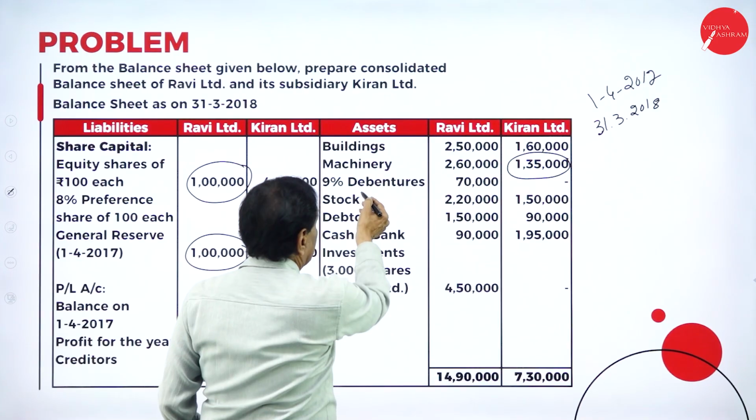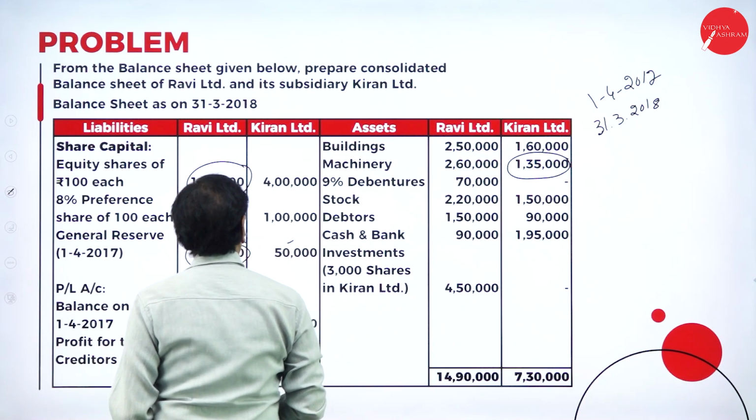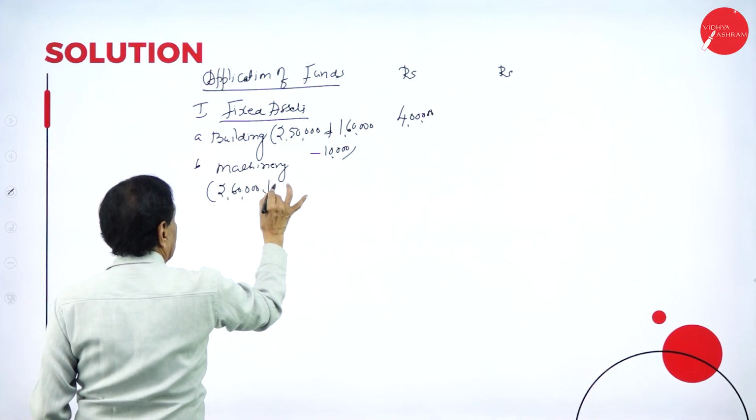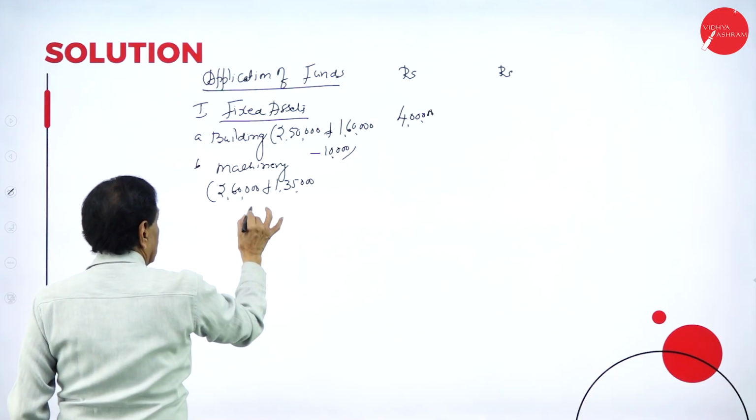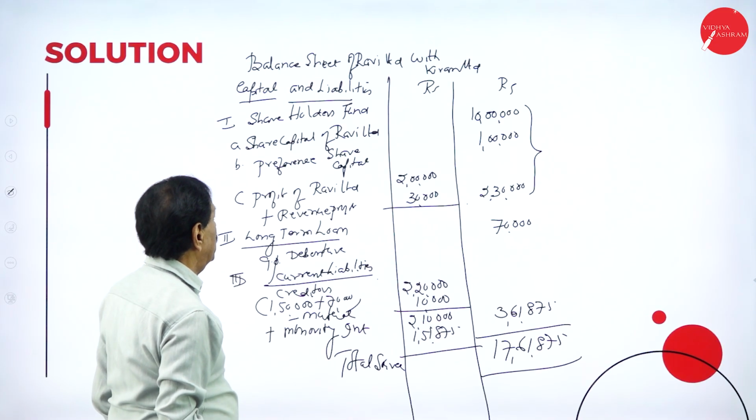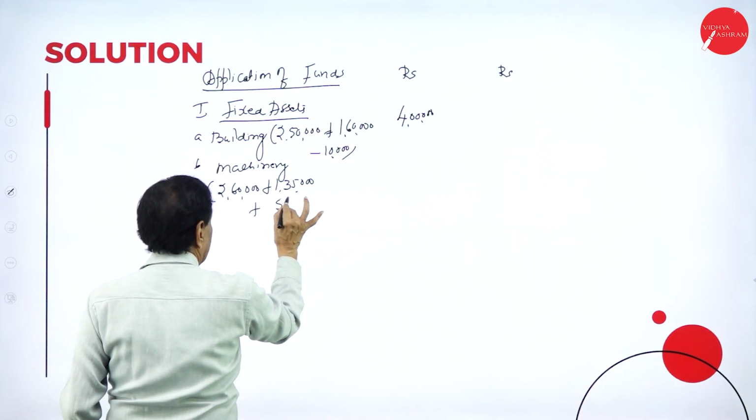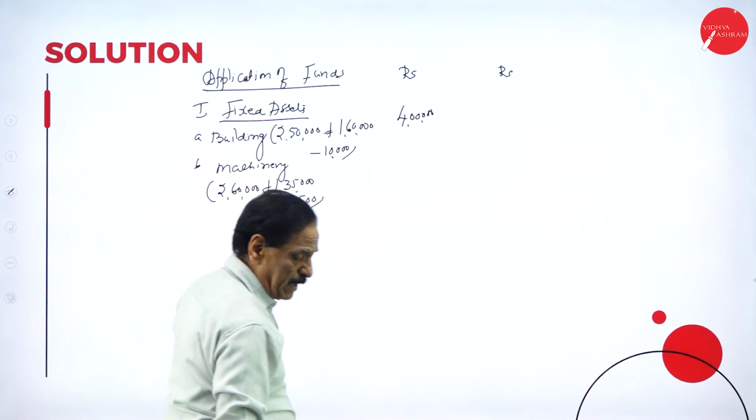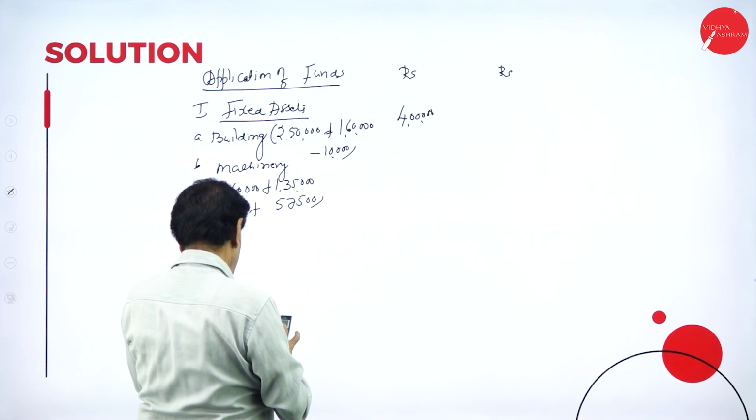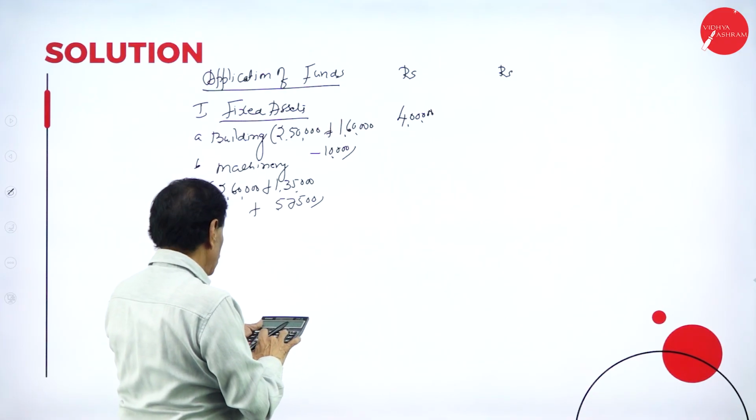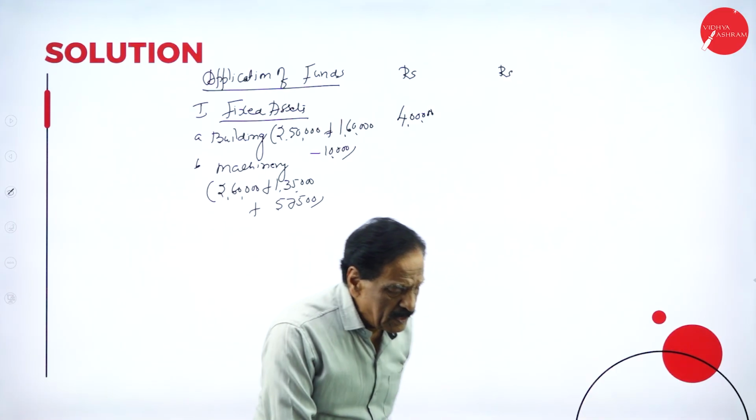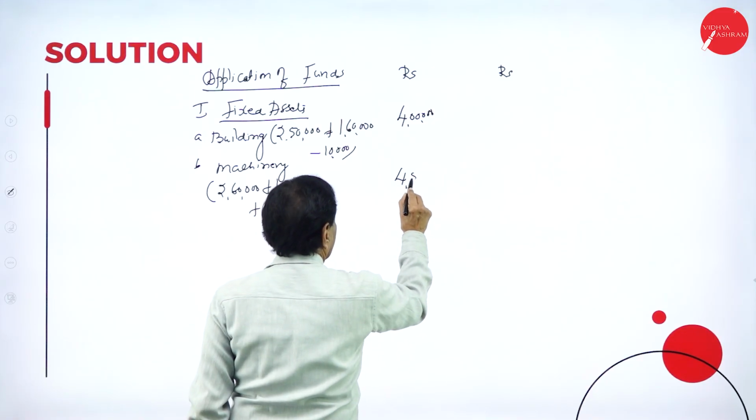Then B, machinery. What's the original value? 2,60,000 plus 1,35,000. There is an appreciation of machinery. How much? 57,500. How much will come? 2,60,000 plus 1,35,000 plus 57,500, 4,52,500.